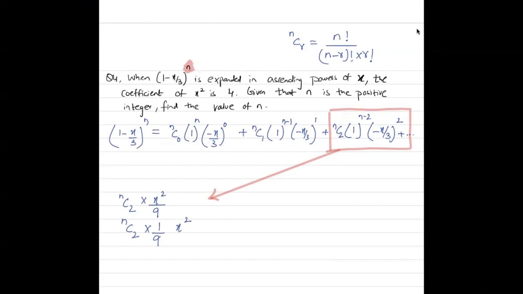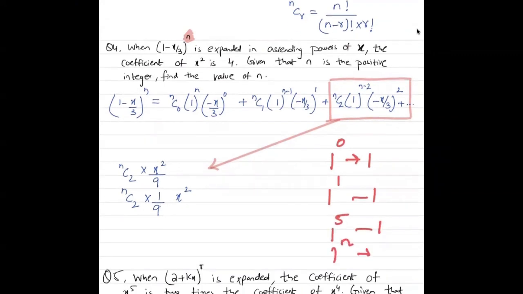Sir, could you explain why 1 to the power of n minus 2 is 1? I don't get it. Because 1 to the power of 0 is 1. 1 to the power of 1 is 1. 1 to the power of 5 is 1. 1 to the power of any number is 1. Okay, all right.